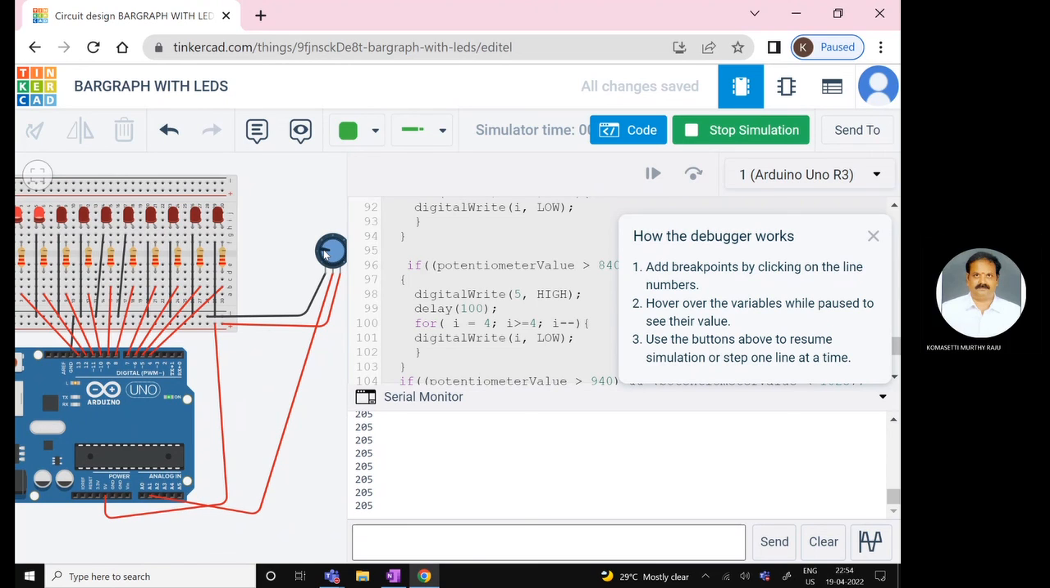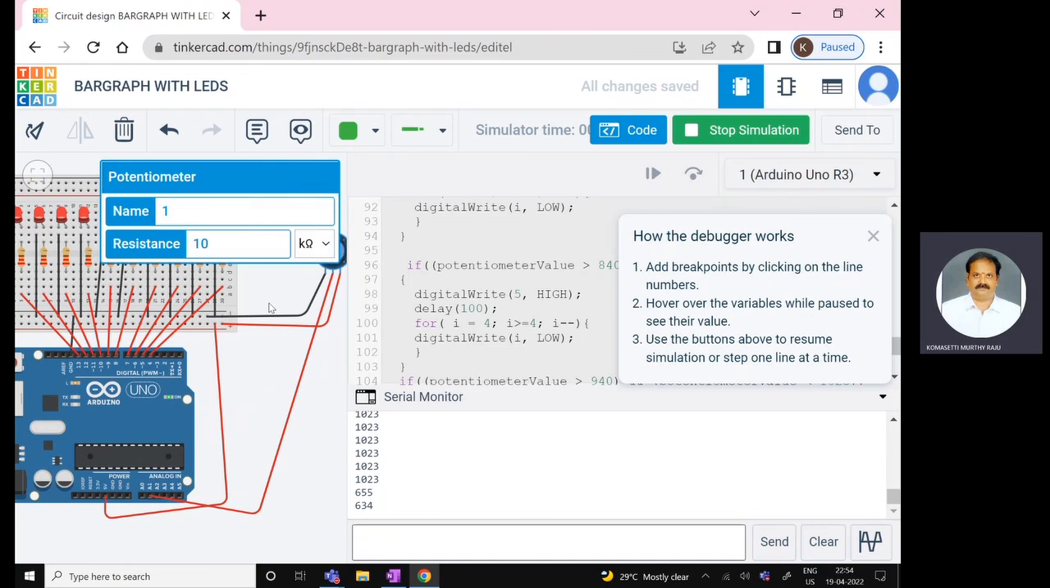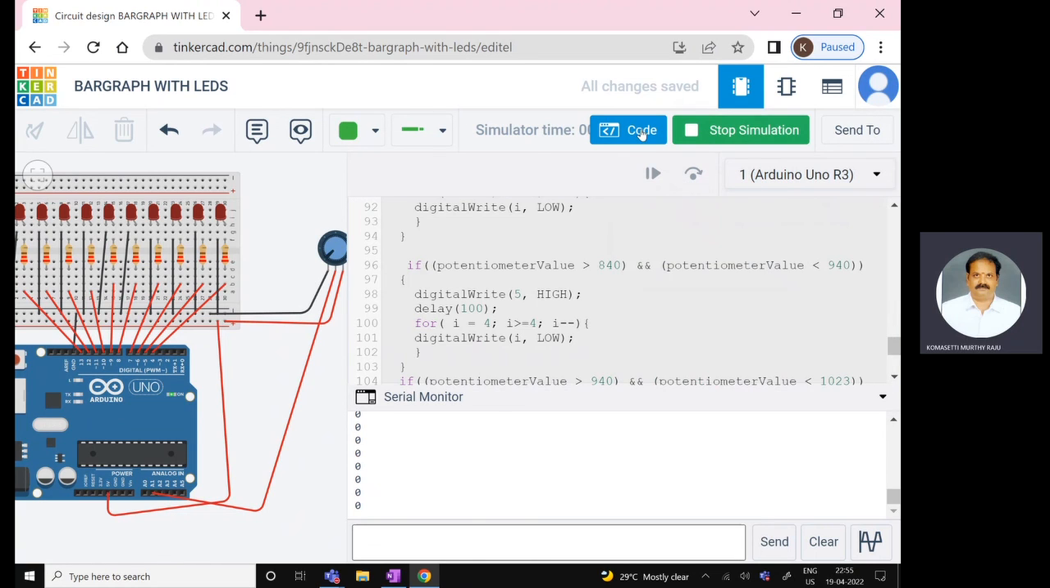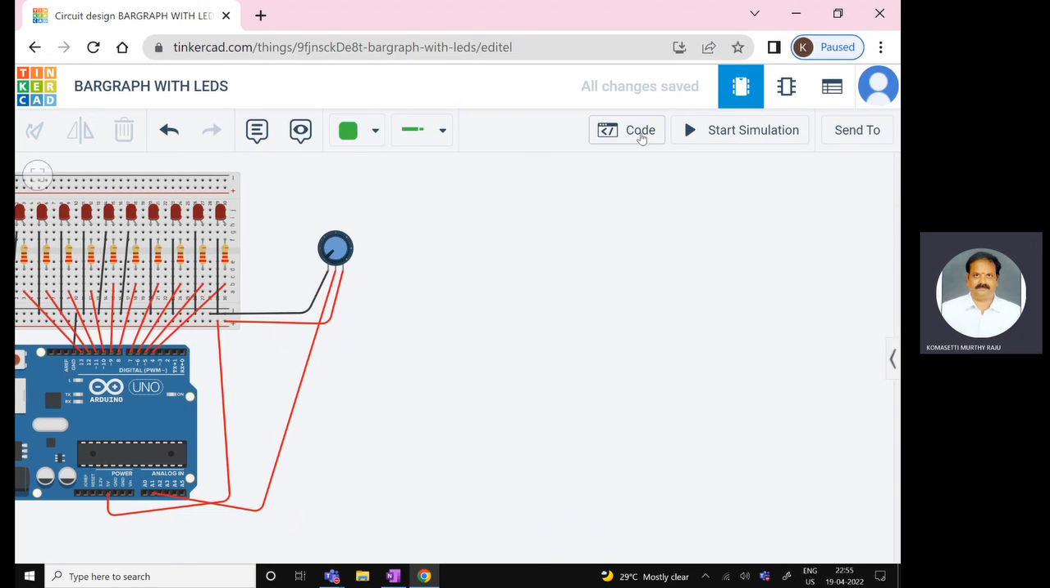Up to 206, the third LED is on. Then third, fourth, fifth, sixth, 7th, 8, 9, 10. In this fashion, by changing the potentiometer value, the LEDs turn on one after another. The LEDs on condition depends on the potentiometer values from 0 to 1023. With this simulation, the demonstration of this Bargraph LED sketch is completed.